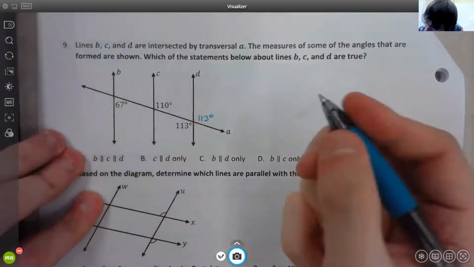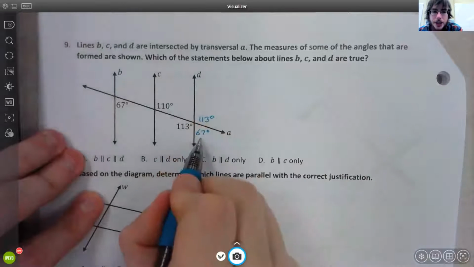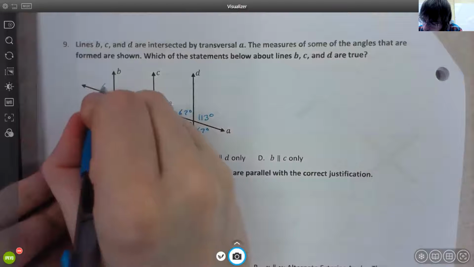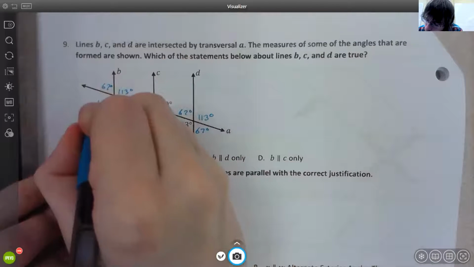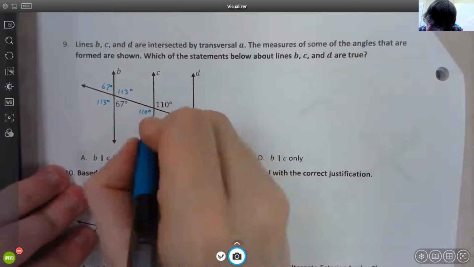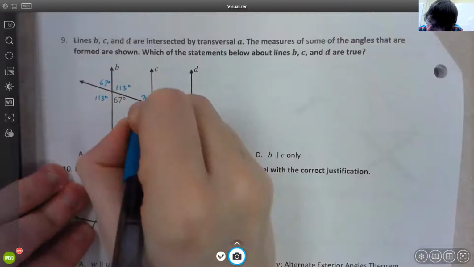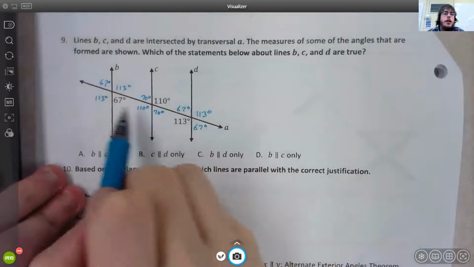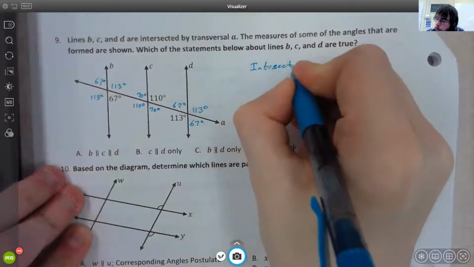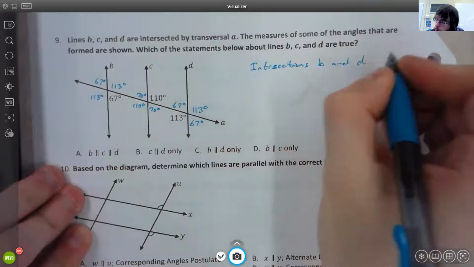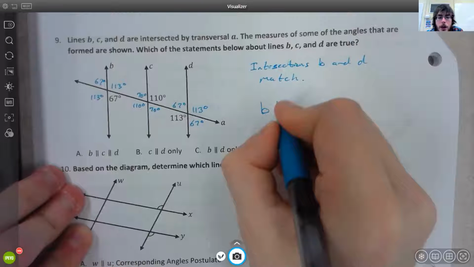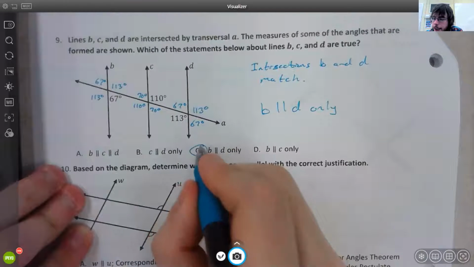So we have 113 here. 180 minus 113 gives us 67 for this, which means this is also 67. I see another 67 over here, so I'm going to go ahead and do this one too. And we have a 110 here. So 110, this should be 70, and this should be 70 as well. So if we look here, the only intersections that match are B and D. So that means that B is parallel to D only. Okay? And so that would be answer choice C.